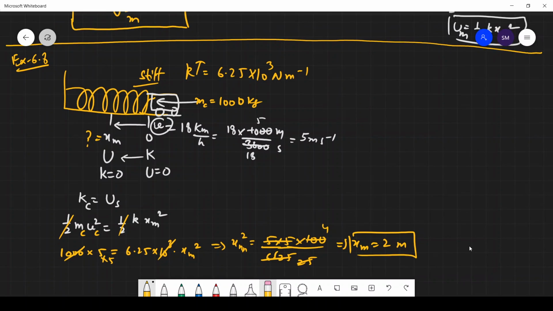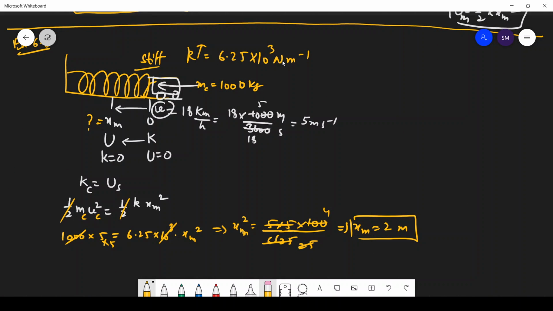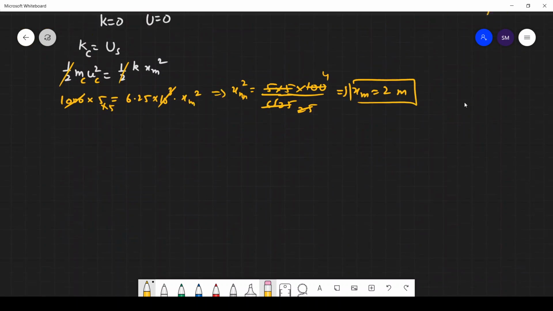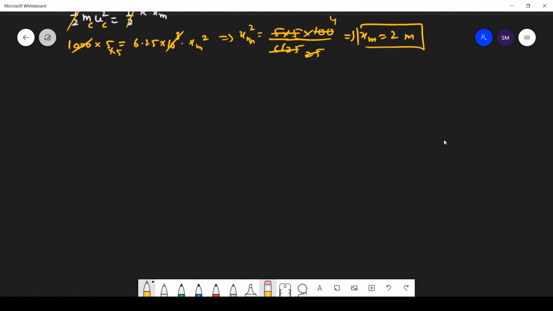Okay. Now the second part of this question. Here there were two assumptions that we had taken. What were the two assumptions? First one, massless spring. Second, coefficient of friction was 0. That is, friction force was 0. Now, of course on this road there will be friction. So in the second case, which is your example 6.9, same question, but now with the friction.